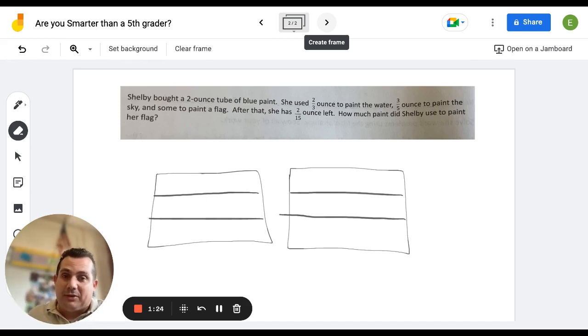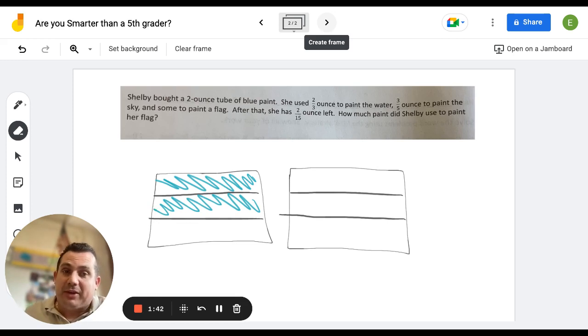Now, since this has to represent the 2/3 of an ounce that we're going to use to paint the water, I am going to color in 2/3. There's 1/3, there's 2/3. Okay, so there is my 2/3.